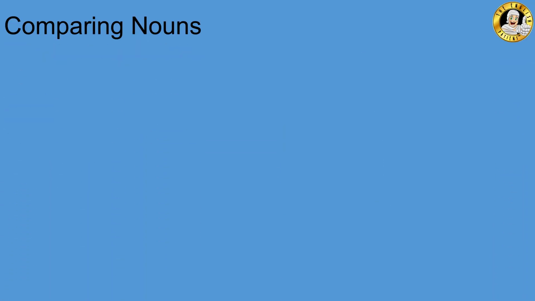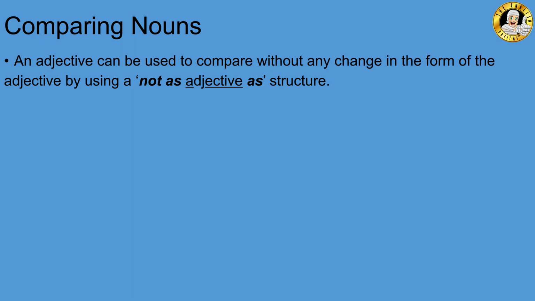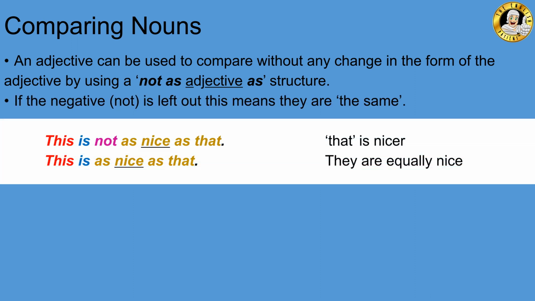Now, another thing that we want to be able to do, if we're going to be able to describe in detail, is to be able to compare things. So let's look at comparing nouns with one another. Now, an adjective can be used to compare without any change in the form of the adjective if you use this structure. And the structure is not, as, and then you place the adjective followed by as again. If you leave out the not, it means that they are the same.